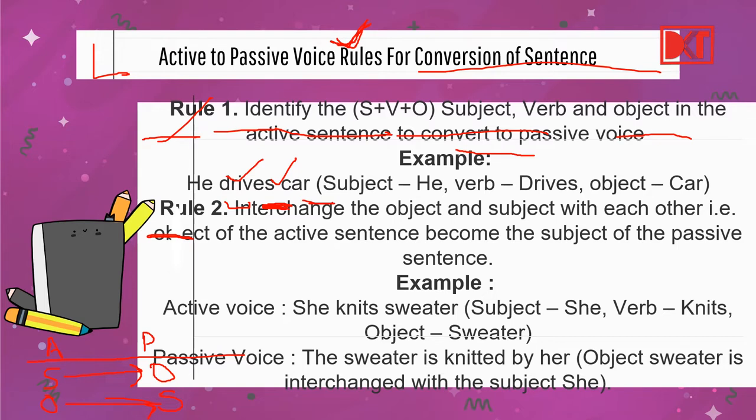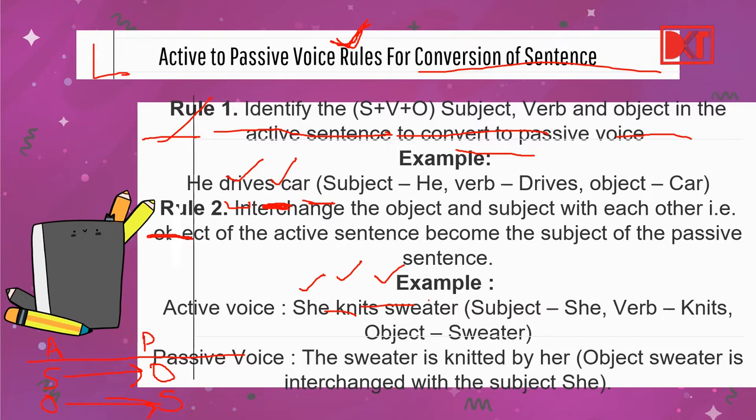जैसे एक्टिव वॉइस में है She knit sweater. यहाँ पे सब्जेक्ट क्या है, she, फोकस है. एक्शन क्या हो रहा है वर्ब के हिसाब से, knit, और ऑब्जेक्ट किस पे एक्शन हो रहा है, sweater पे, तो sweater हो गया ऑब्जेक्ट. ठीक है, अब इसे हमें पैसिव वॉइस में चेंज करना है. फर्स्ट स्टेप कर ली हमने, आइडेंटिफाई कर लिया.